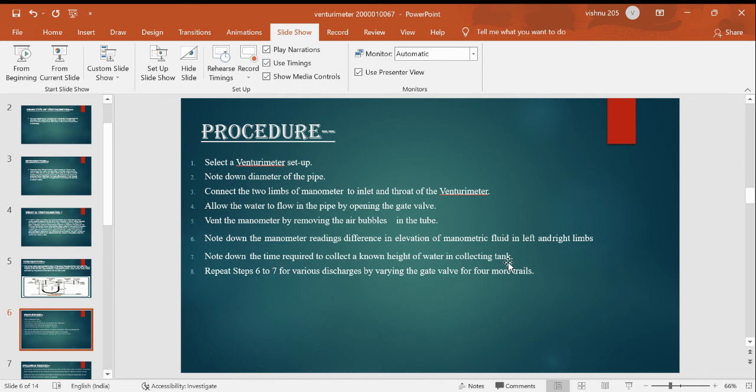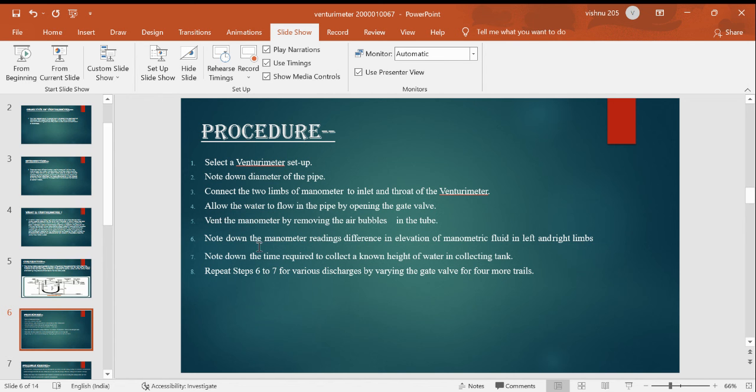Now let us discuss the procedure of the venturimeter. Step number 1. Select a venturimeter setup. Step number 2. Note down the diameter of the pipe. Step number 3. Connect the two limbs of the manometer to the inlet and the throat of the venturimeter. Step number 4. Allow the water to flow in the pipe by opening the gate valve. Step number 5. Vent the manometer by removing the air bubbles in the tube.